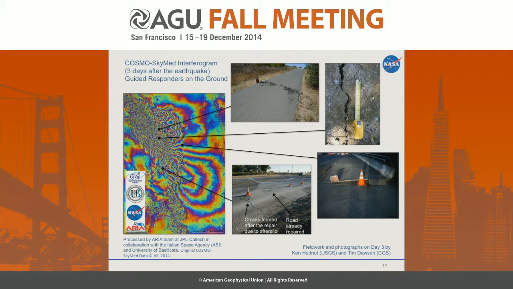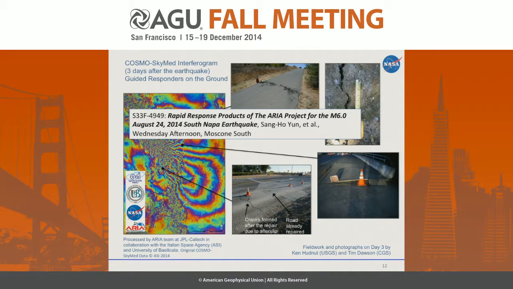For this somewhat small earthquake, you can see the cracks in the road are not too severe, but imagine a larger earthquake, a magnitude 7 or a magnitude 8. There's going to be a lot more damage, and it's going to be a lot harder for crews to know where to go. So having this synoptic regional scale view of where the strain is highest will be extremely helpful following these types of events. There is a poster on Wednesday afternoon in the special session on the Napa earthquake that goes into more detail about our rapid response products for this earthquake.